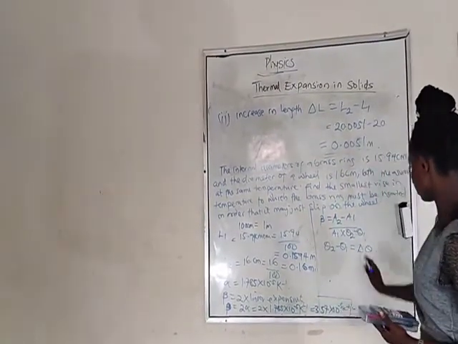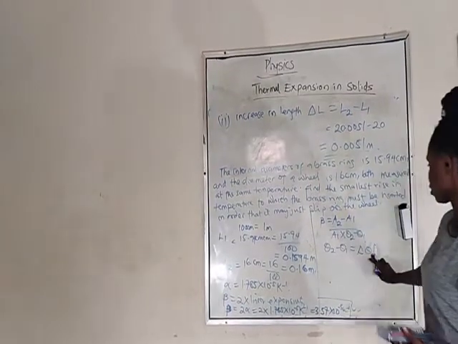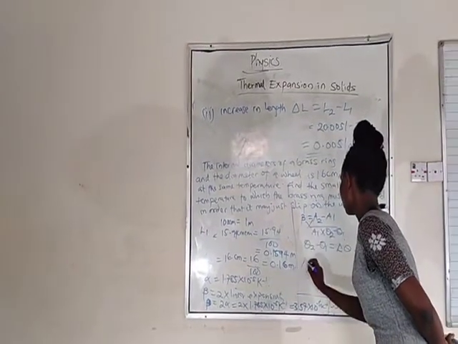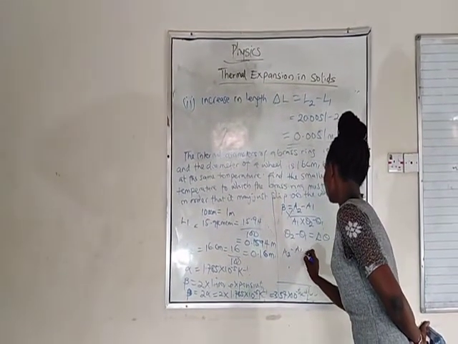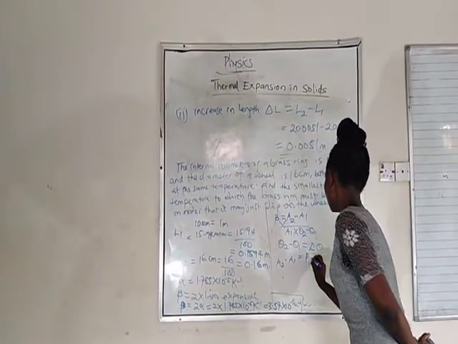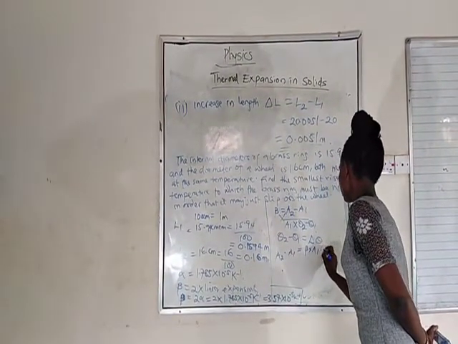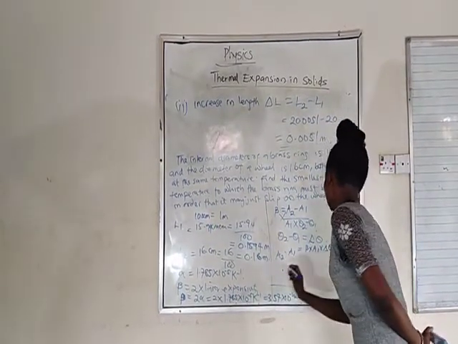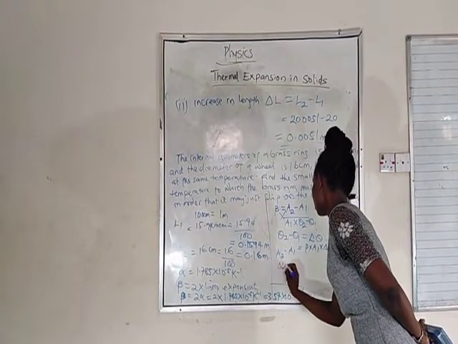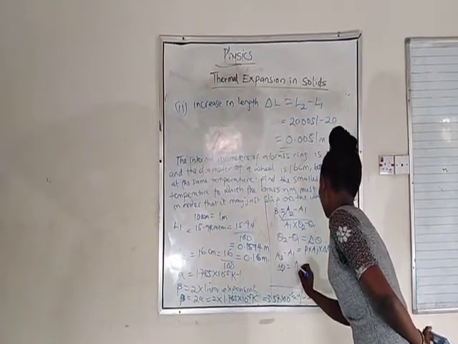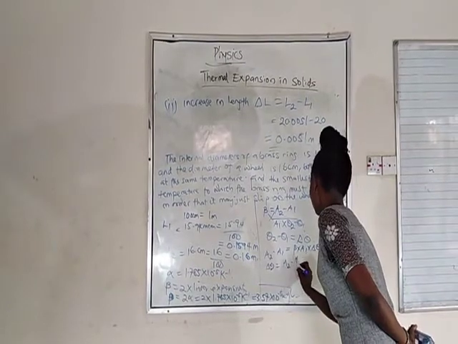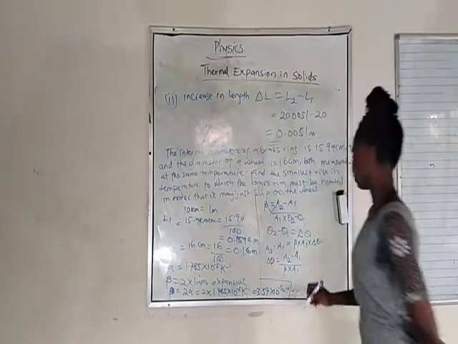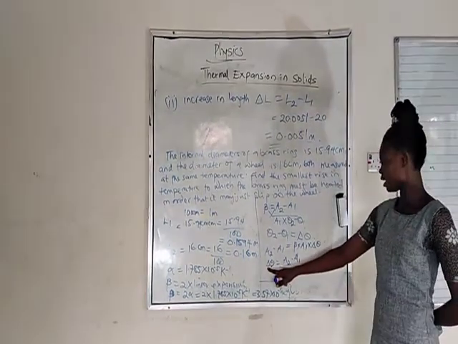Let's do some modifications here to make change in theta our subject of formula. So we cross multiply: A2 minus A1 is going to give us what? Beta times A1 times change in theta. If you divide both sides by change in theta, you're going to have change in theta equal to what? A2 minus A1 all over beta times A1. We have made our change in theta the subject of the formula.